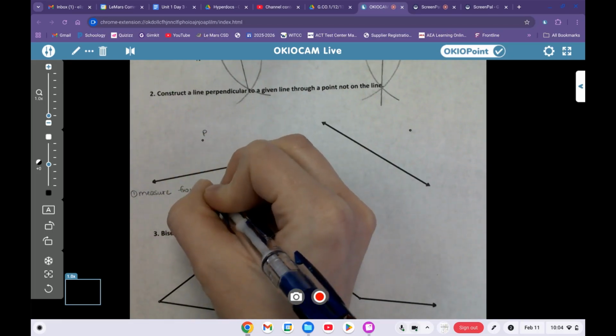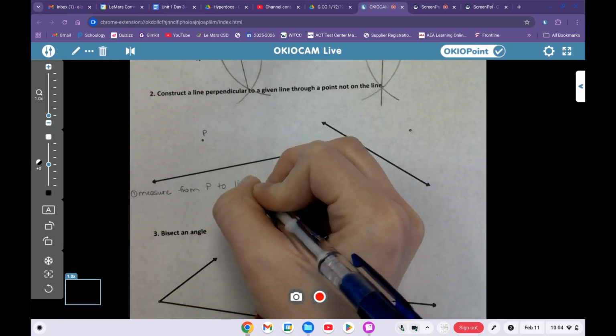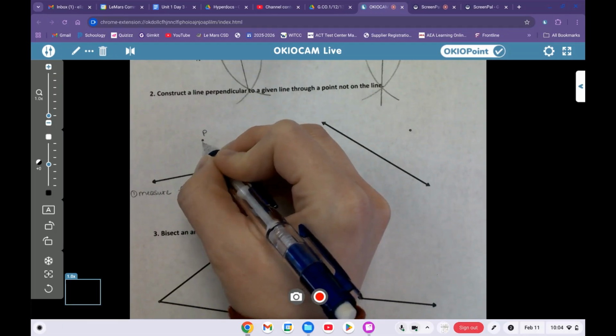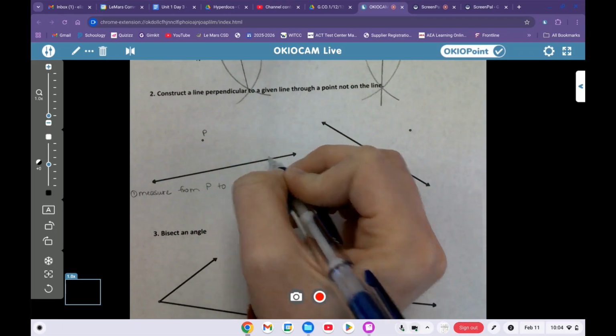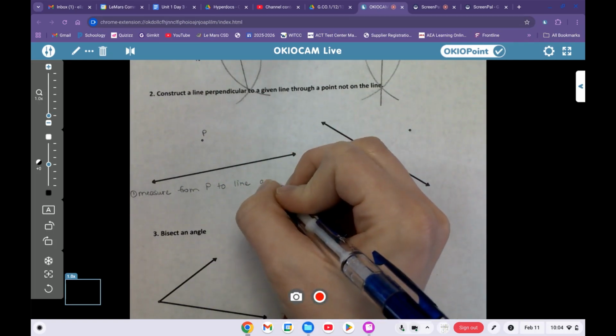from P to somewhere on the line, and it doesn't really matter where on the line. You just don't maybe want to go directly underneath it. So we're going to measure with our compass from P over here, or we could do over here. It doesn't matter where though. So we're going to measure from P to the line, and we're going to draw an arc.